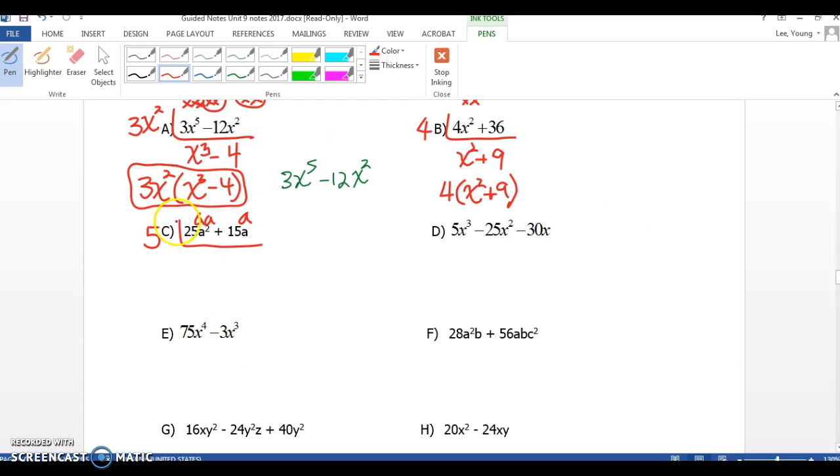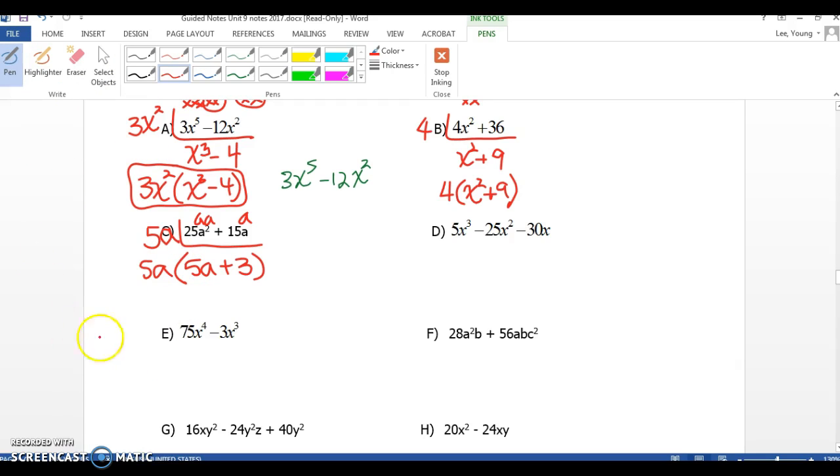Correct. a. All right. So once you find the monomial common factor, all you do is divide it from this polynomial. 25a squared divided by 5a is 5a, correct? Plus 15a divided by 5a is 3. I'm done. All I need to do is put parentheses around this binomial factor and bring down this monomial factor.